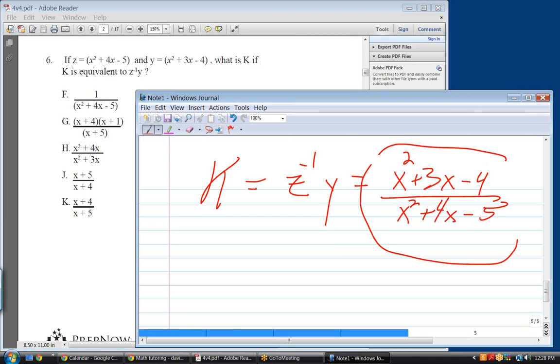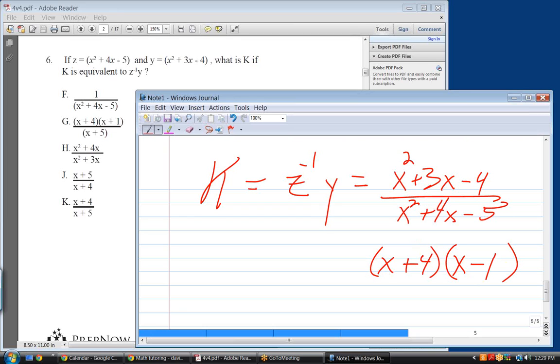Now again, we're looking at two quadratics, and maybe we need to factor them, maybe we don't. Let's check our answers. Do we see that answer anywhere? No. That means we need to factor it. So factor the top. It would be x plus 3x minus 4, I mean x minus 1. Remember the factors have to multiply to negative 4. Oh yeah, 4 and negative 1.